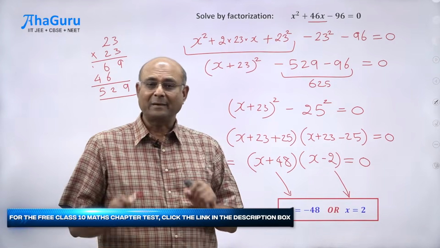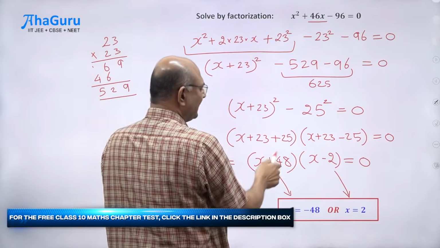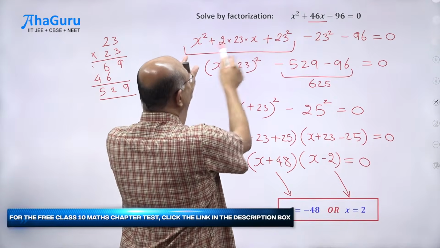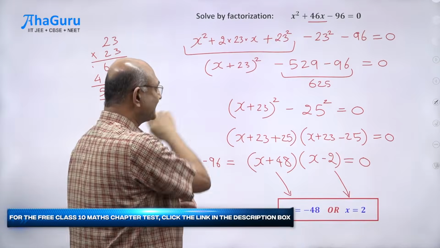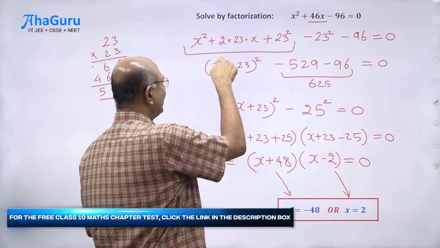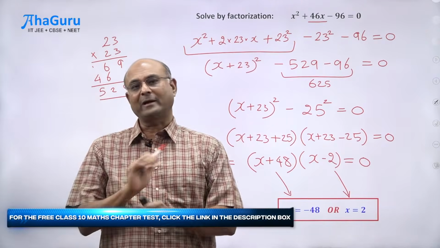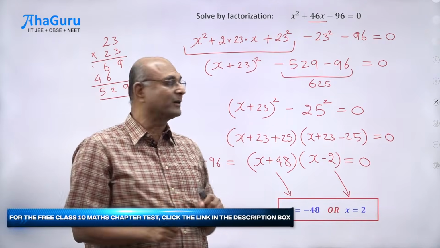So notice that by factorizing this, and by completing the squares, we have made this into a nice perfect square. So that's why this method is called completing squares method. So by completing the squares, we can very easily factorize this given quadratic polynomial. No guesswork involved.